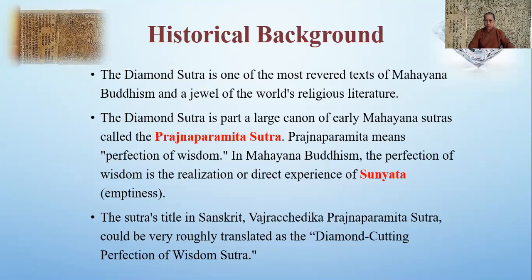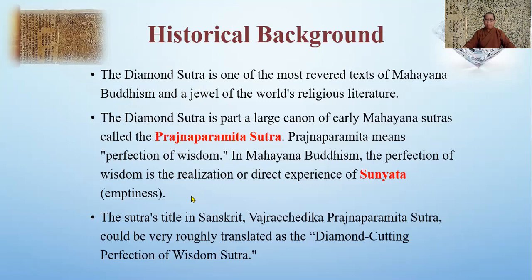So Prajna Paramita, please remember it. Sunyata, please remember it. Prajna, please remember. And Paramita, please remember. Okay. So the Diamond Sutra is one of the most revered texts of Mahayana Buddhism and a jewel of the world's religious literature. You might not find this Diamond Sutra in the Theravada traditions. If you ask, Venerable, why can't I find this text in the Theravada traditions? Because they are two different directions of teachings. And you will understand it when you continue the class.